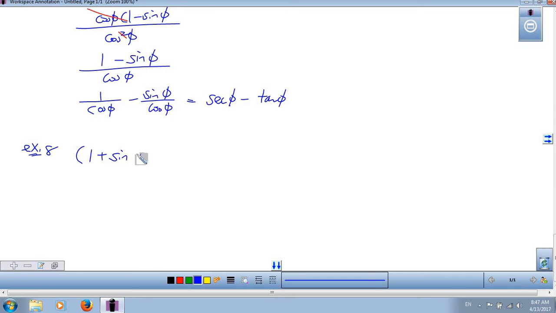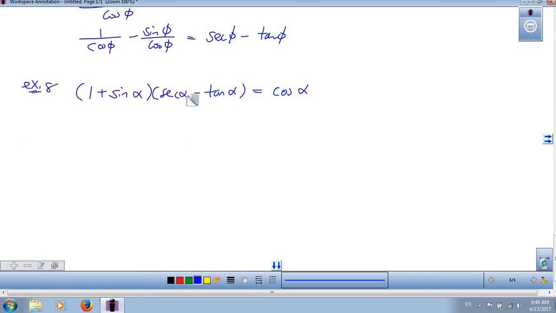1 plus sine alpha times secant alpha minus tangent alpha equals cosine alpha. This problem just requires algebraic techniques to do the multiplication, so let's multiply and see what happens. 1 times secant is secant alpha. 1 times minus tangent is minus tangent alpha. Sine times secant is plus sine times secant, but secant is 1 over cosine, so it's sine over cosine, which is tangent.